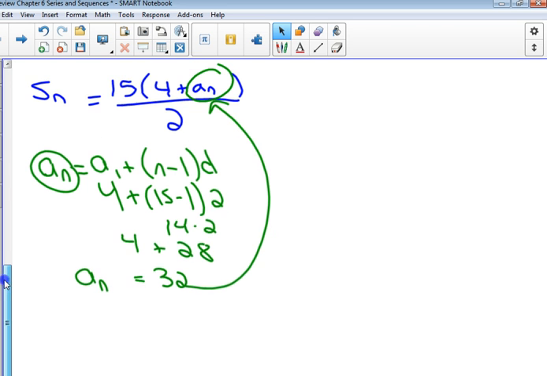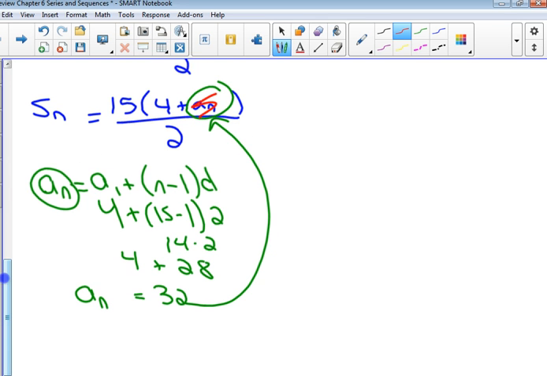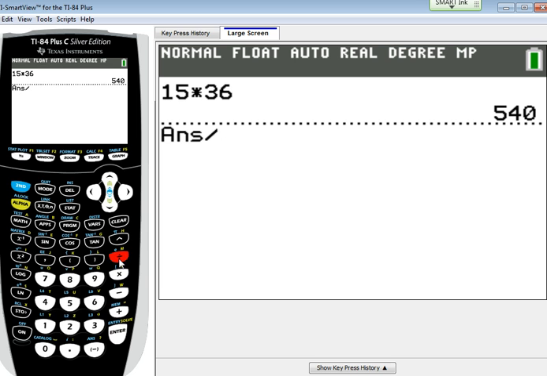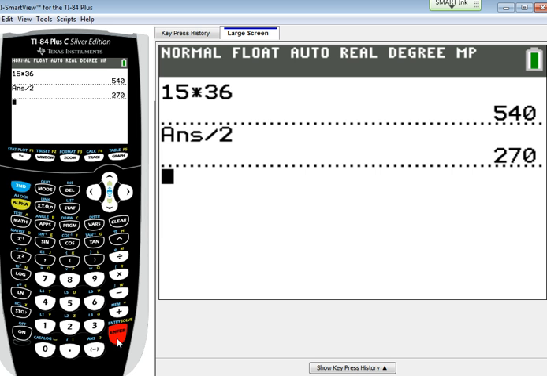Way up here. So I know that this now is 32. So we have 15 times 36, divided by 2. That was 15 times 36 divided by 2. 270? Yeah. 270? Now, those of you guys.